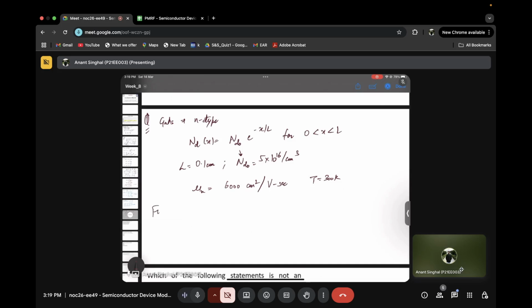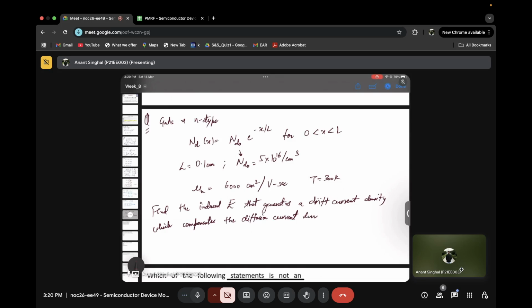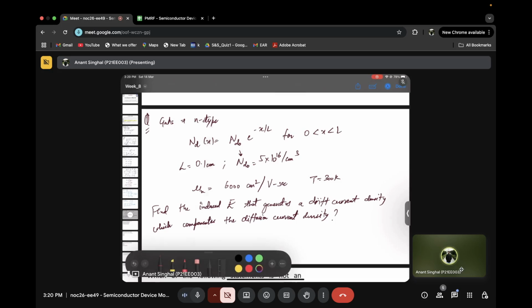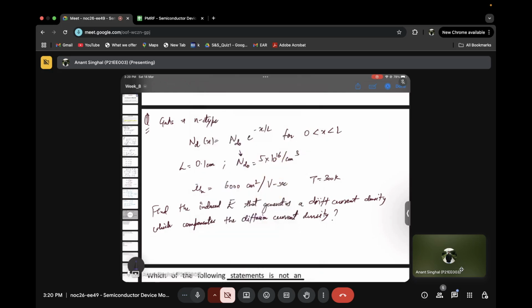So the question is, find the induced electric field that generates a drift current density, J drift, which compensates the diffusion current density. Can anyone tell what this line means? What do we need to do? This is easy if you try to understand. Yes. Exactly. We need to compensate the J drift with J diffusion, so we need to either equate them or cancel the effect.